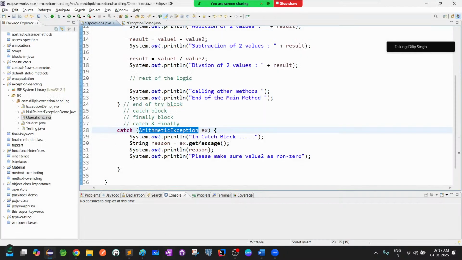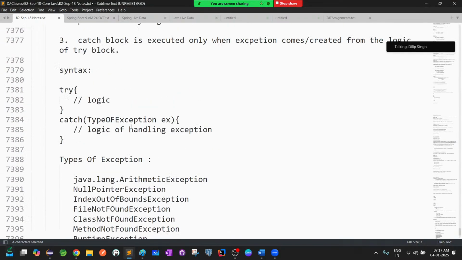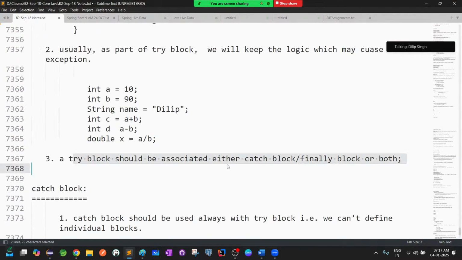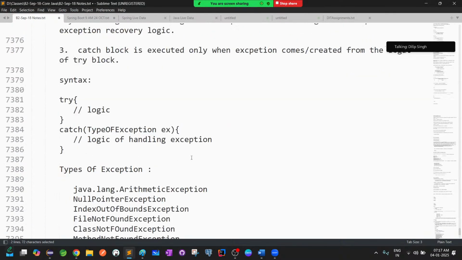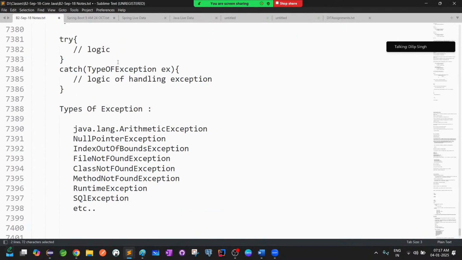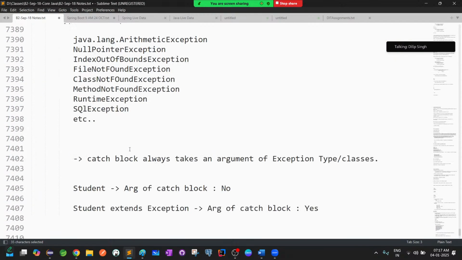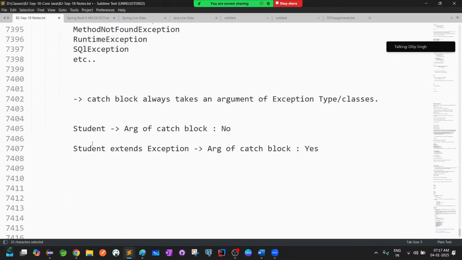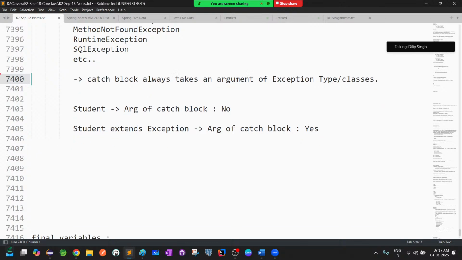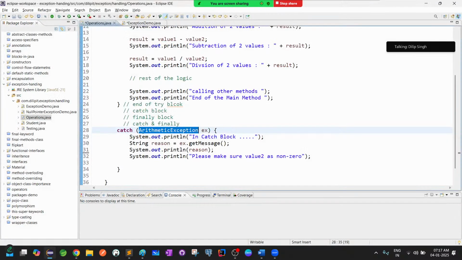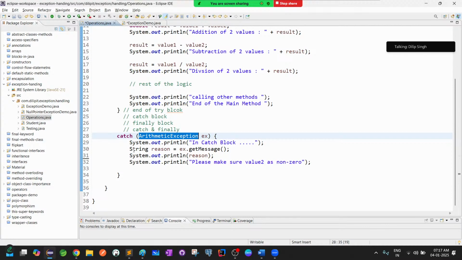So what are the summary points you have to remember here? These are all summary points, important points. A try block should be associated with either a catch or a finally block, and the catch block will be executed only when an exception comes, otherwise it will not be executed. These are the details we discussed yesterday, and let's continue from there and understand more rules about try, catch as well as finally in today's session.